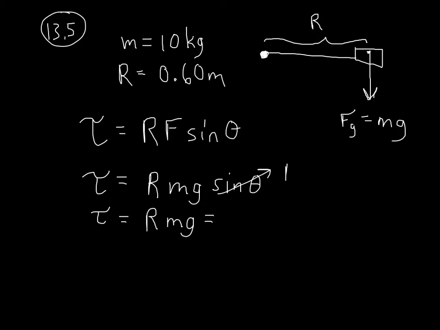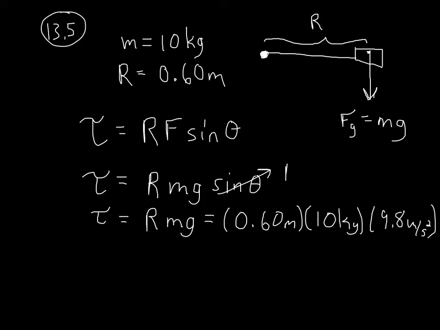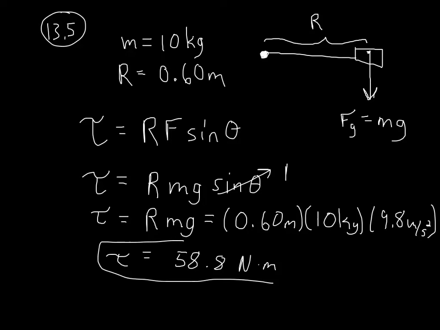And I'm going to just plug my numbers in. Just plug and chug. The radius is 0.60 meters. My mass is 10 kilograms. And my acceleration due to gravity is 9.8 meters per second squared. I can multiply all these numbers out in my calculator, and I will find that the torque is 58.8 newtons times meters. Problem done.